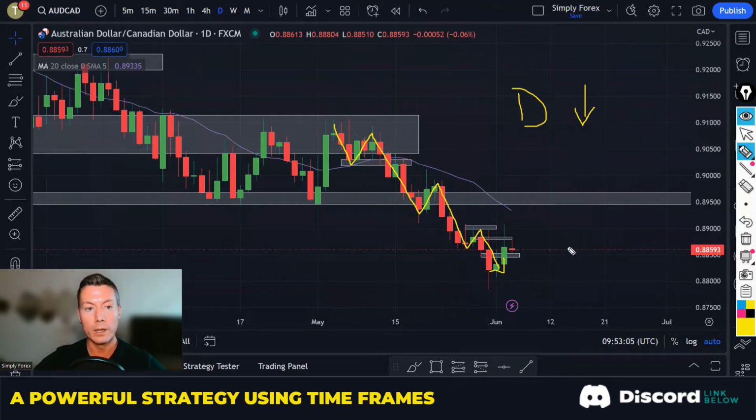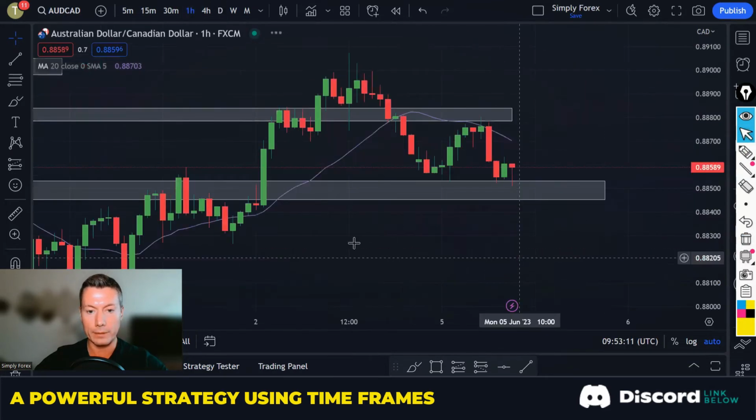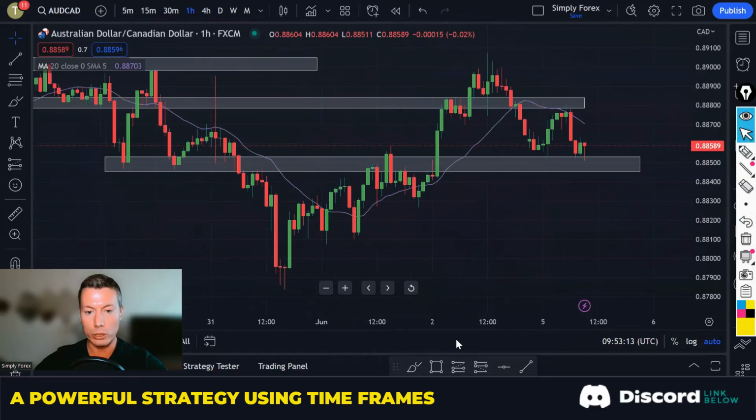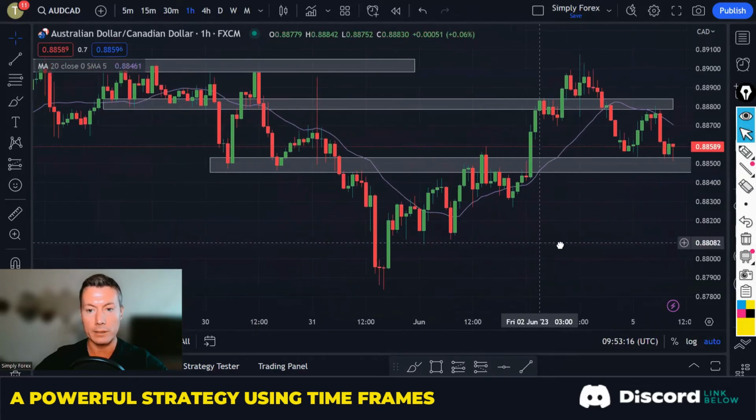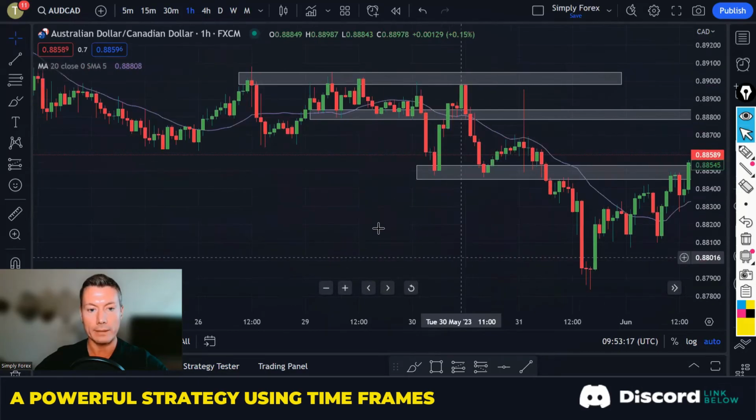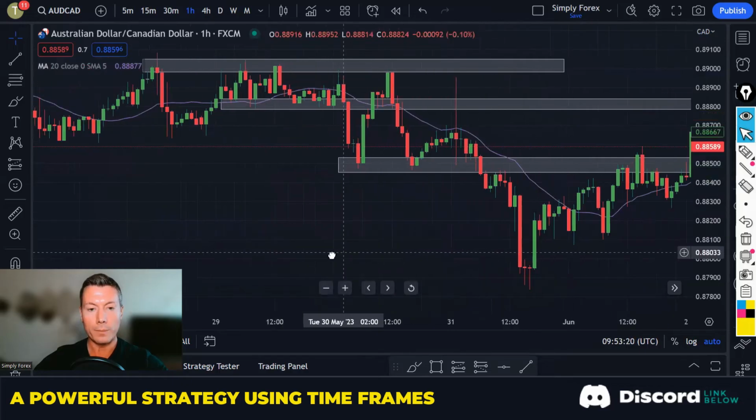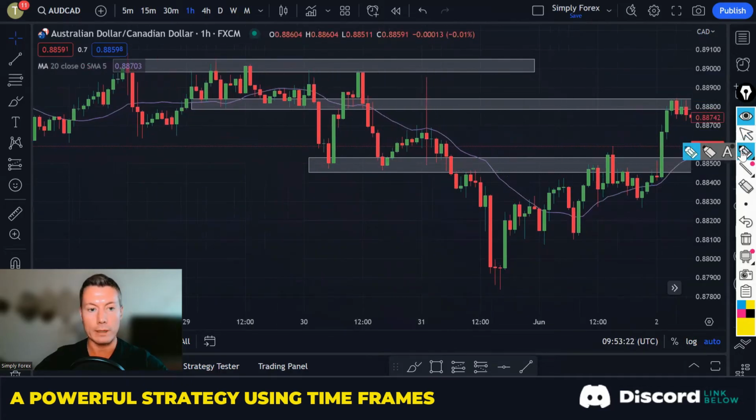Okay, so now let's look at the H1. Okay, so daily is in a downtrend. Now let's drop down to the H1. This is in real time, guys. We want to look for the last downtrend that we had. All right, so arguably here, guys, because I actually took this trade.